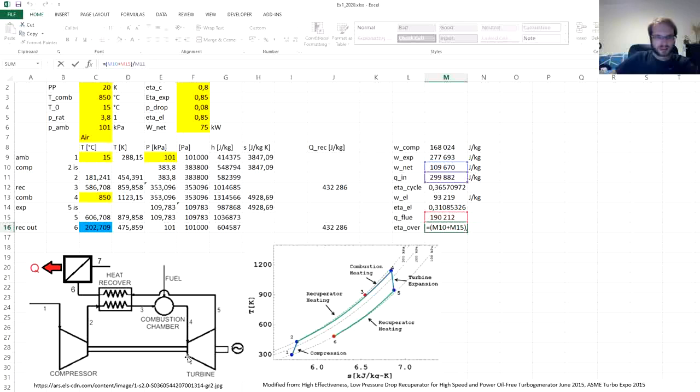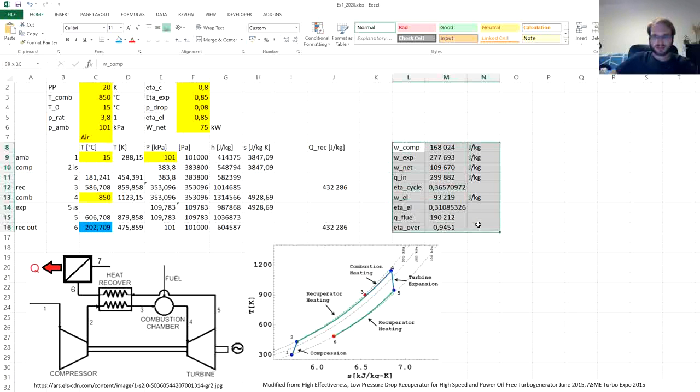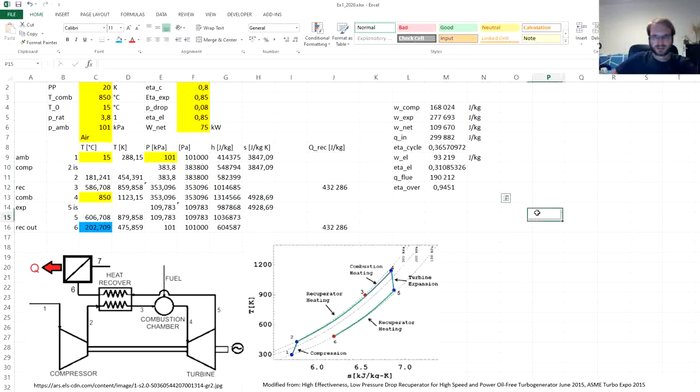But in this system we had some electrical efficiency of the generator, so immediately we will need to use the electrical efficiency, and suddenly we can see that the overall efficiency would be just 94.5%. I will move this over here so that we have more space later.